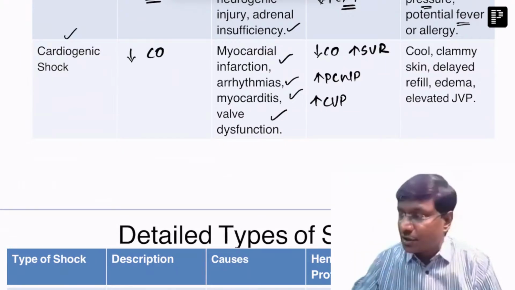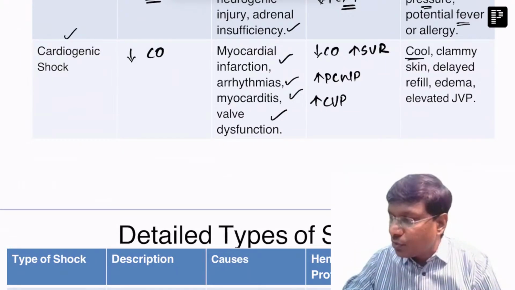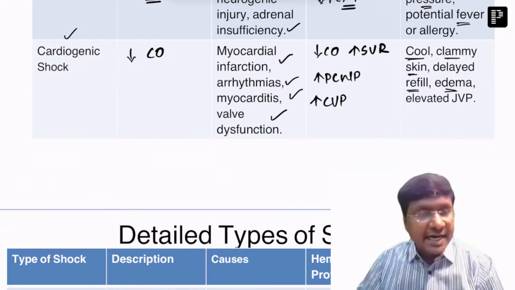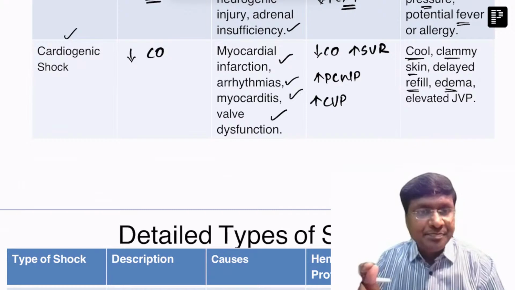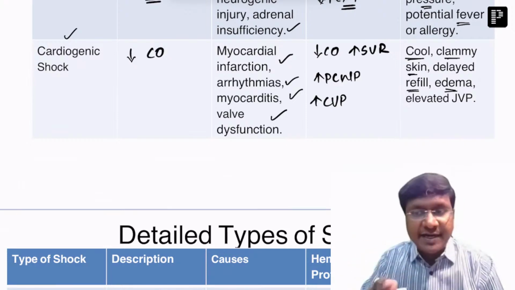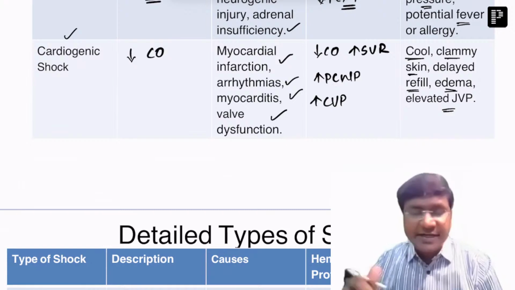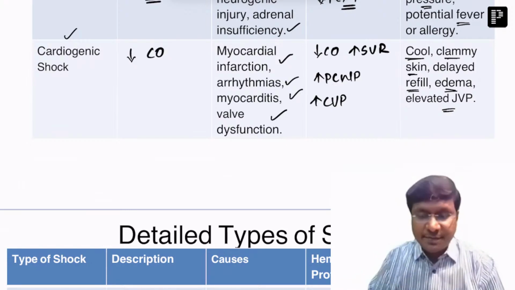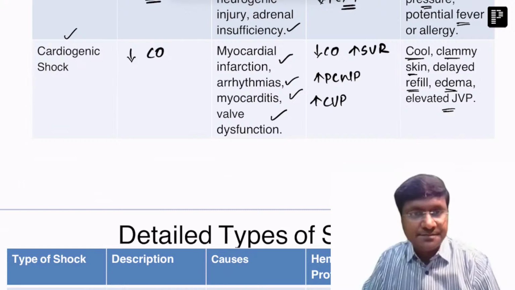Whereas in cardiogenic shock, these patients will have cool, clammy skin and delayed refill because the cardiac output is reduced. There will be edema, pulmonary edema because of which the individual will have dyspnea, and there will also be pedal edema. And there will be elevated JVP because of the right heart failure. So this will be the picture in case of the cardiogenic shock.